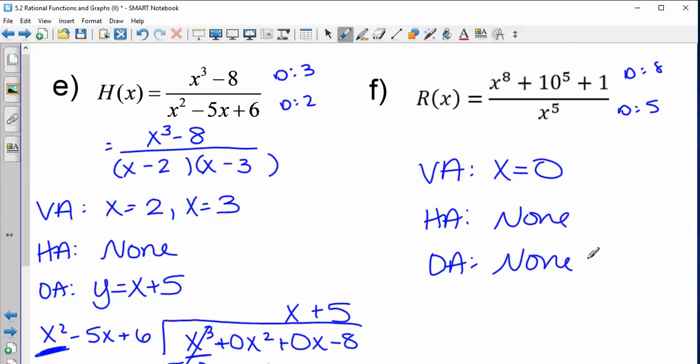Okay. What if I asked you for the domain of that? What would you tell me? Negative infinity to 0, union 0 to infinity. Oblique is only if the top is one degree higher. Anything else?